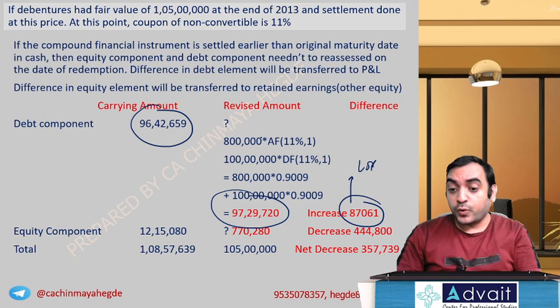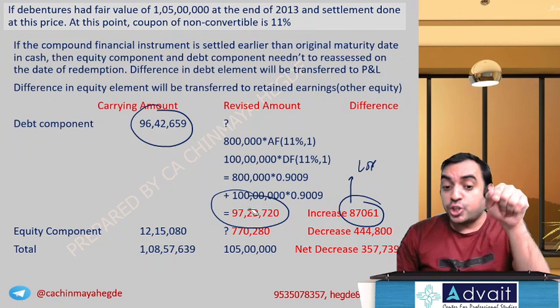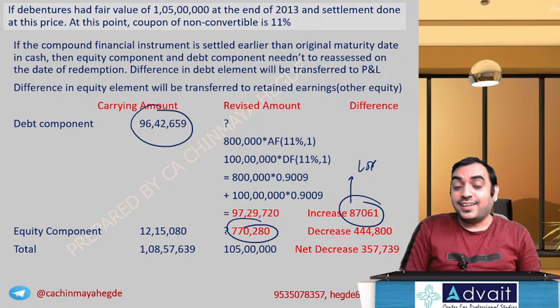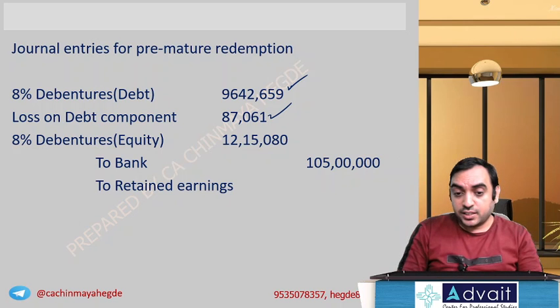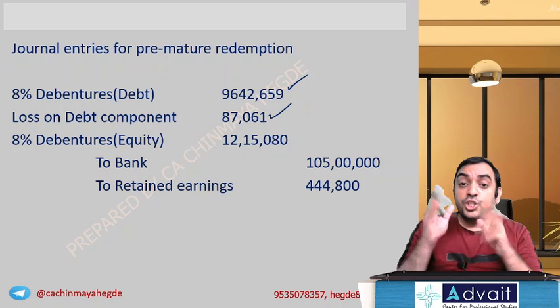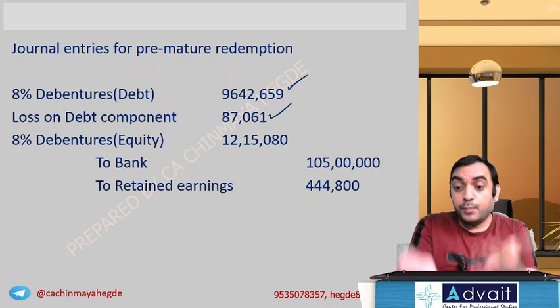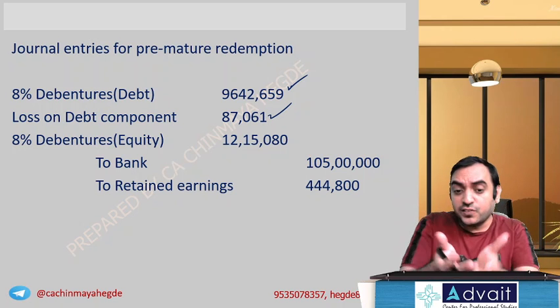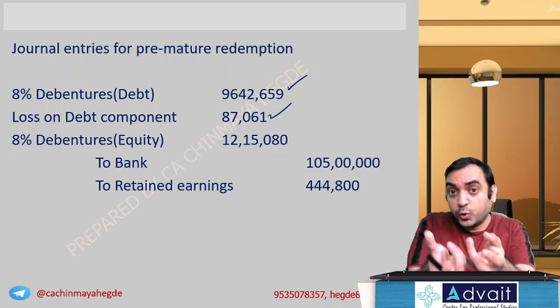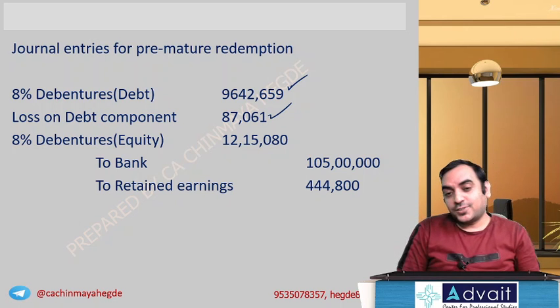And the equity component 12 lakh 15 is also to be closed. But how much are you paying? You are paying only 7 lakh 7280. Balance you have a profit. Excess amount is there. The excess amount will be transferred to retained earnings, which is 4 lakh 44,800. So you had a shortage, a loss in case of debt, but in equity you had a surplus. So loss on debt is transferred to P&L like a loss expense, and the surplus in equity component will be transferred to retained earnings.